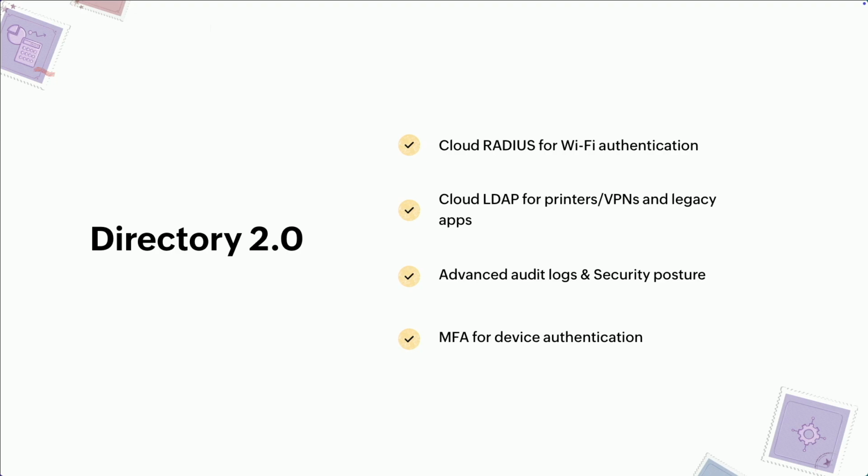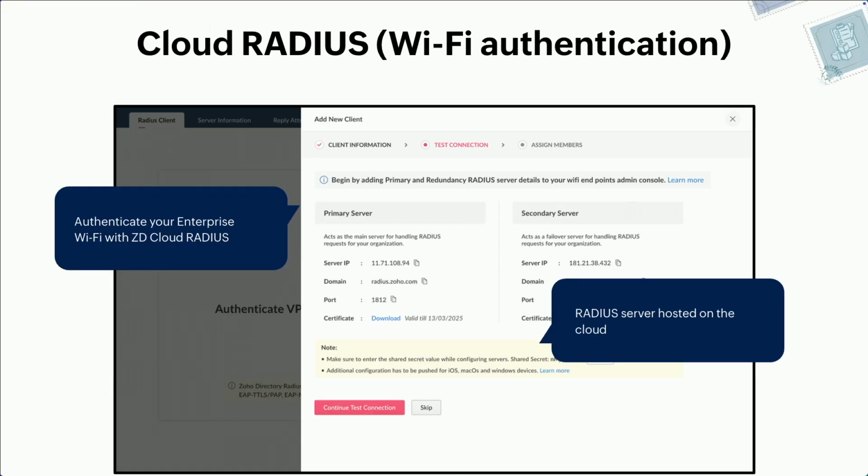And we are also going to come up with our LDAP server on cloud. So in case you have older apps that don't support SAML or OIDC, or you have your VPNs that don't support SAML and OIDC, you could still use Zoho Directory's credentials to log in to them as well. We are also bolstering our security framework. We are bringing a lot of features in those areas such as audit logs and security posture. And we are also planning to bring multi-factor authentication at the device level.